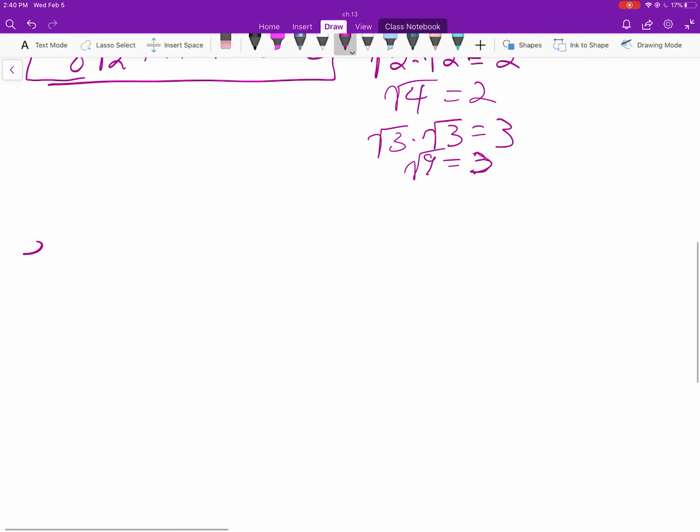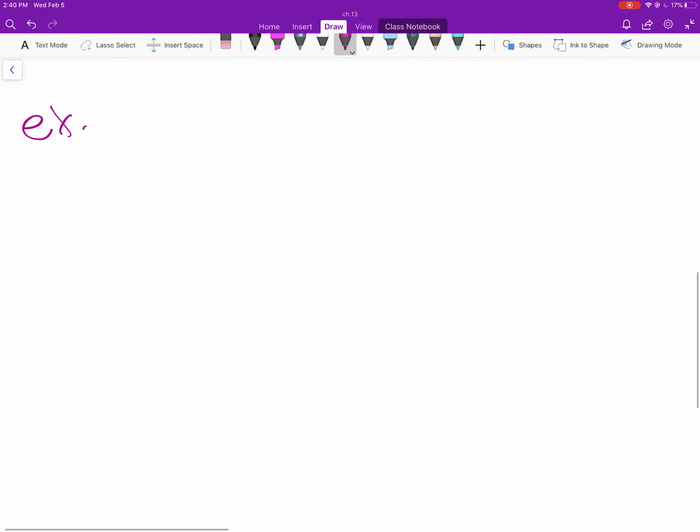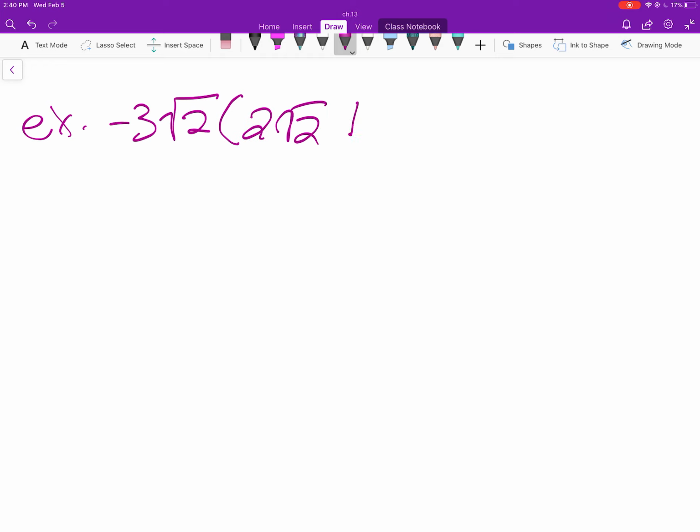All right, let's look at this one. We got an example. And remember, y'all can pause this and write it all down if somebody's missing it. Negative 3 square root of 2, and then 2 square root of 2.